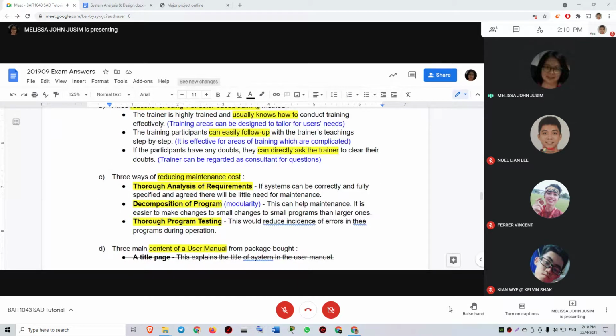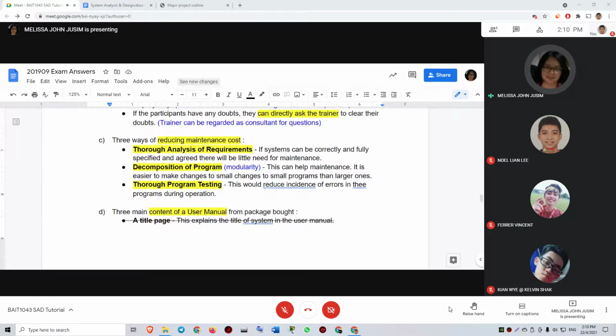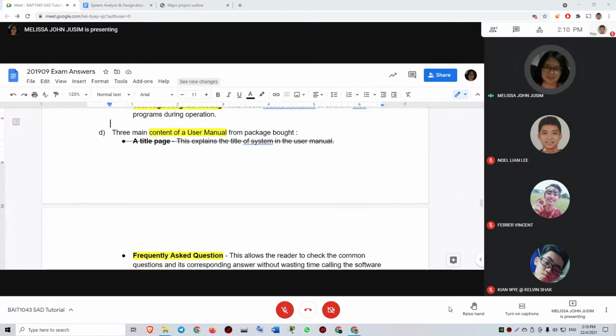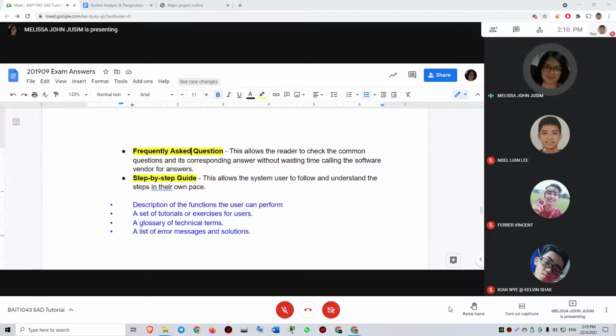And then to reduce maintenance costs, direct from the notes: decomposition of the program means modularity. And then the 3 main contents of a user manual. Title page is not that important. FAQ, I agree. Step by step, I also agree. So the answers from the marking scheme are shared here. Normally we have the glossary at the end. This is mentioned in our notes. We'll show error messages and the solution. The step by step guide should be the tutorials.